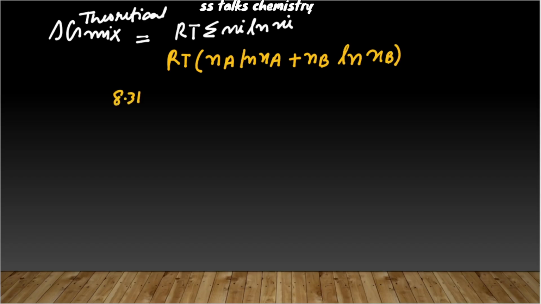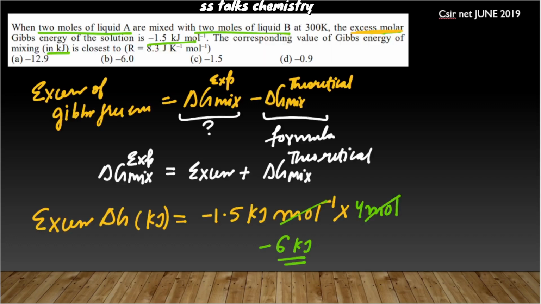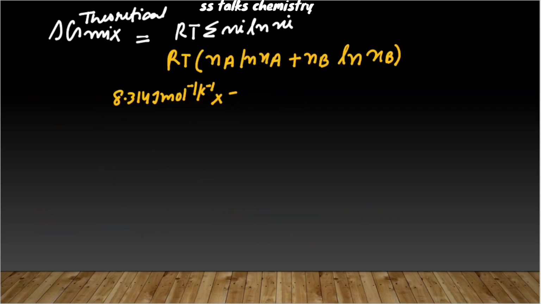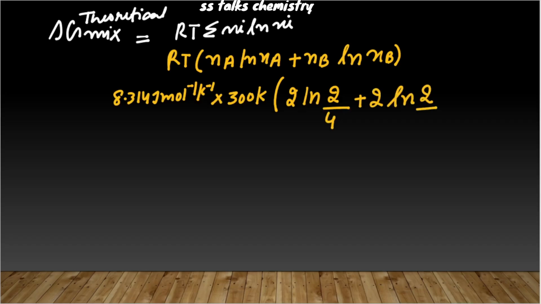R is 8.314 joules per mole per Kelvin. Right. Temperature has been given to us, which is 300 Kelvin. Number of moles of liquid A is 2, ln of the mole fraction, that is the number of moles upon the total number of moles, plus the number of moles of liquid B into the ln of the number of moles of liquid B upon the total number of moles. So this 2 moles we are having, this is also in units of moles.